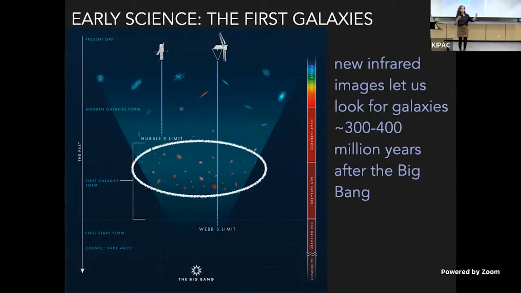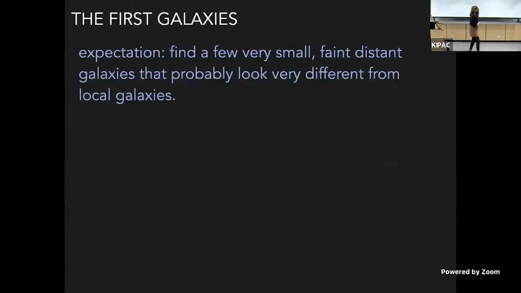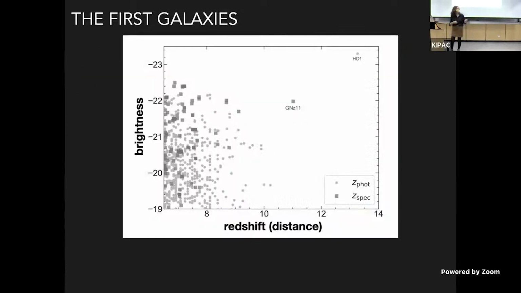So this is back to this graphic I showed before. Because we can now look in the infrared, we're able to look at these first galaxies that are forming just 300 to 400 million years after the Big Bang. And 300 to 400 million years sounds like a really long time, but in terms of the history of the universe, that's really, really short. That's like 2% of the total age of the universe. So it'd be like, instead of looking at me now, you're looking back in time to see me as I was at like 7 months old, right? So we're really seeing the beginning of the universe.